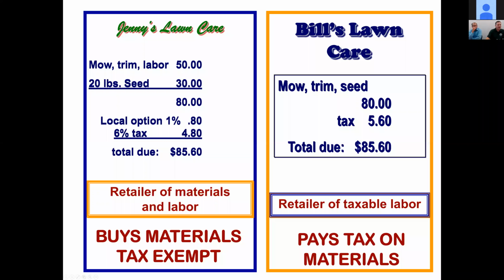On the right-hand side, we've got Bill over here. He's just lumping everything together. He's not itemizing out any quantities of any tangible personal property. He just has it all lumped under mowing, trimming, seeding, $80 total. He cannot purchase his materials tax exempt for resale, but he still collects tax from the customer. Okay? So in order for you to be able to buy the materials tax exempt, you've got to itemize them out, with an identifiable quantity and price per quantity on the invoice to the customer.